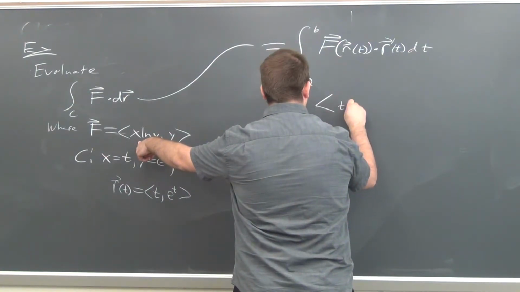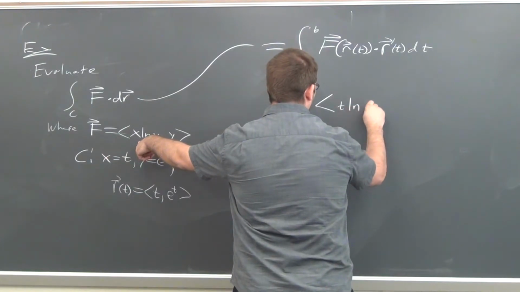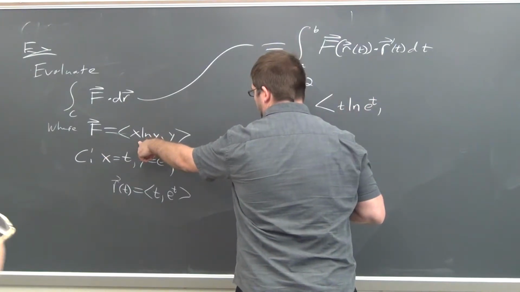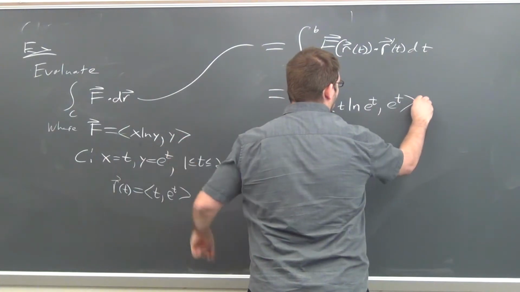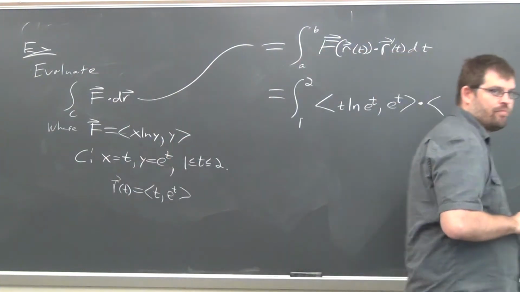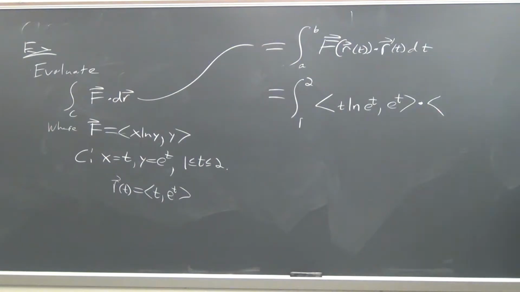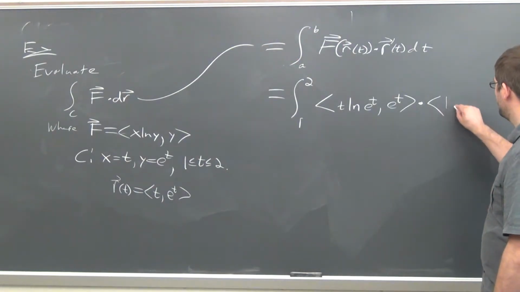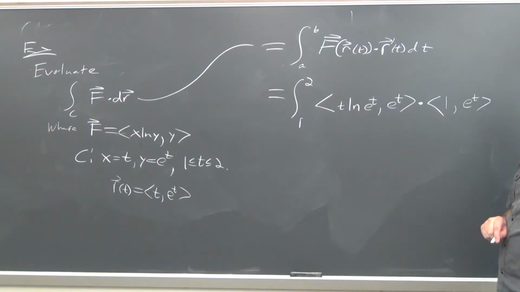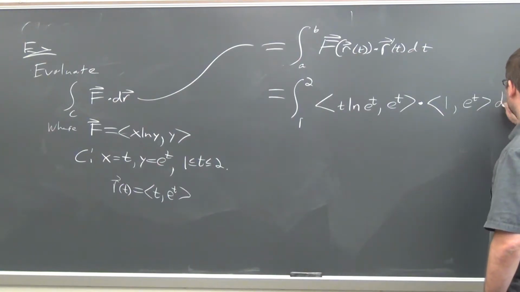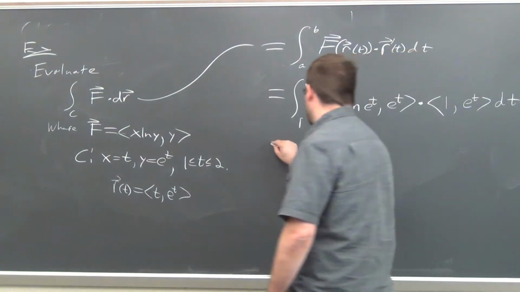t squared, I'm just going to write it this way, log of e to the t, and then e to the t, right? And then what's your r prime? 1 comma e to the t, right? And then dt, and so you're just doing the dot product of these.